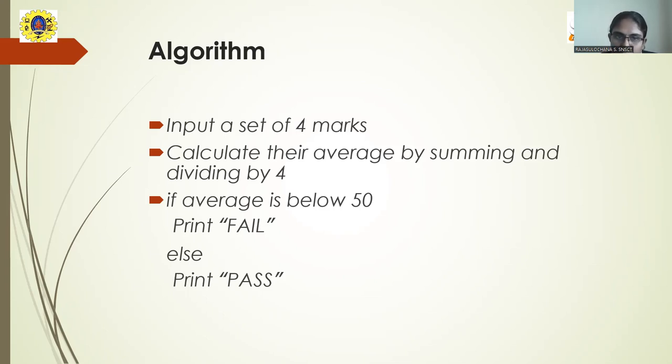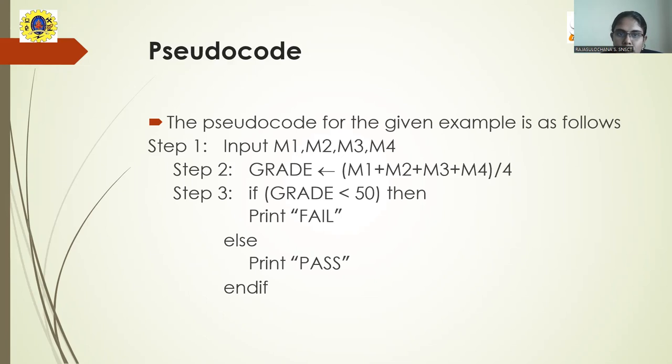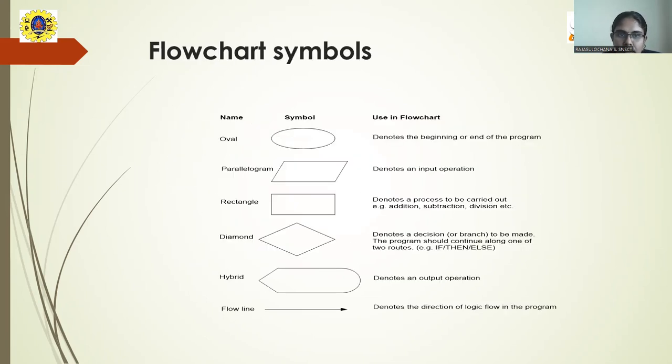So here we have mentioned 3 steps, right? All these 3 steps have to be executed or carried out in the same order as mentioned. Changing the sequence will not obtain the correct result and will not solve the problem. Before going to the pseudocode, let me see what a flowchart is.